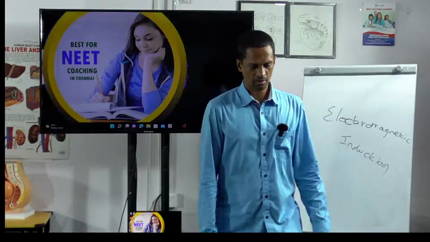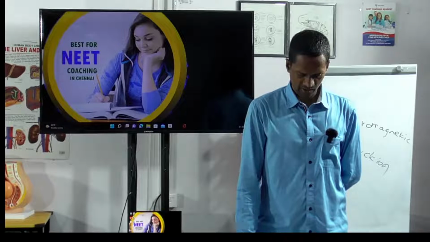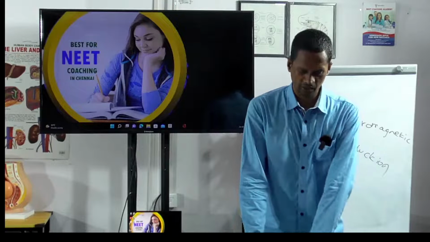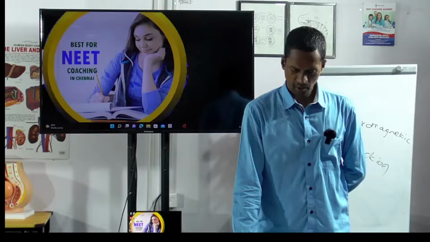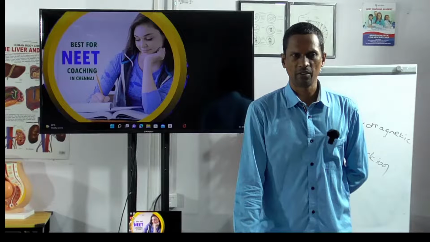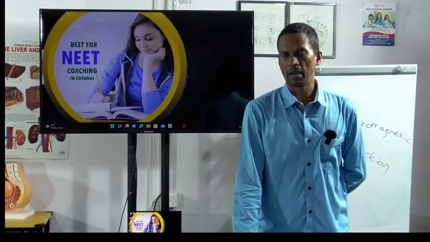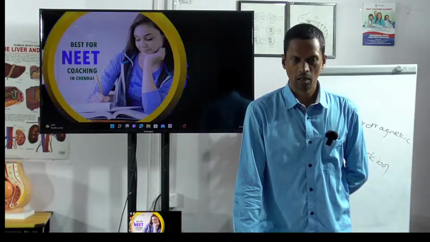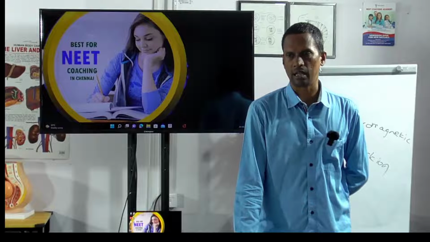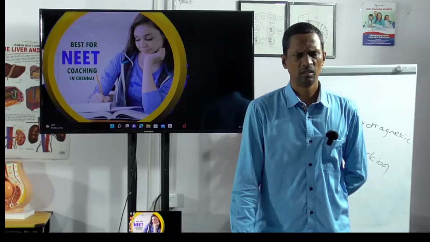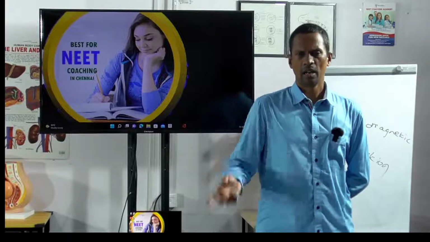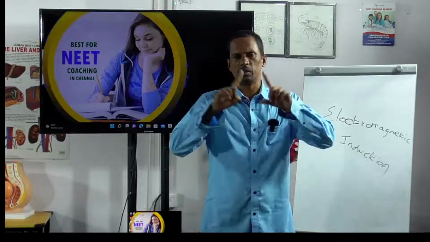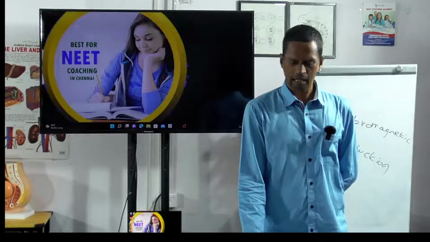Now you go for magnetic flux. Magnetic flux is defined as the amount of magnetic field B that flows through a given area A, which is defined as B into A cos theta. So phi is given by BA cos theta.